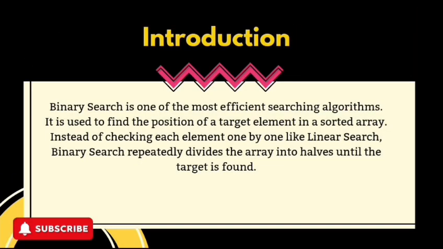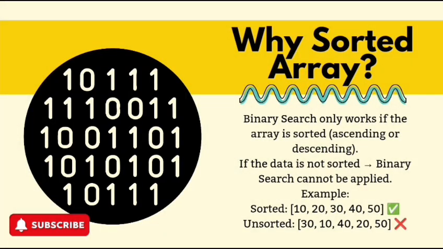Introduction. Binary search is one of the most efficient searching algorithms. It is used to find the position of a target element in a sorted array. Instead of checking each element one by one like we do in linear search, binary search repeatedly divides the array into parts until the target is found. Earlier, I mentioned binary search only works if the array is sorted, whether ascending or descending. If the data is not sorted, binary search cannot be applied.